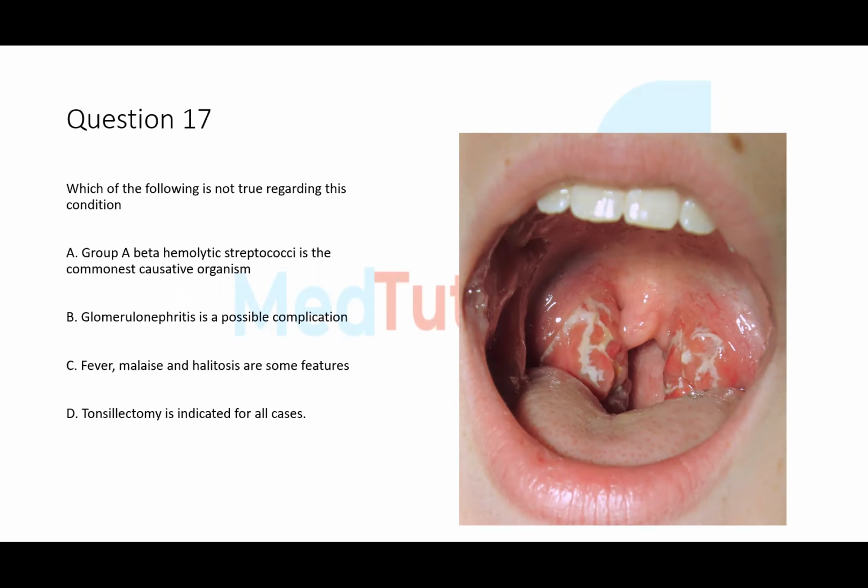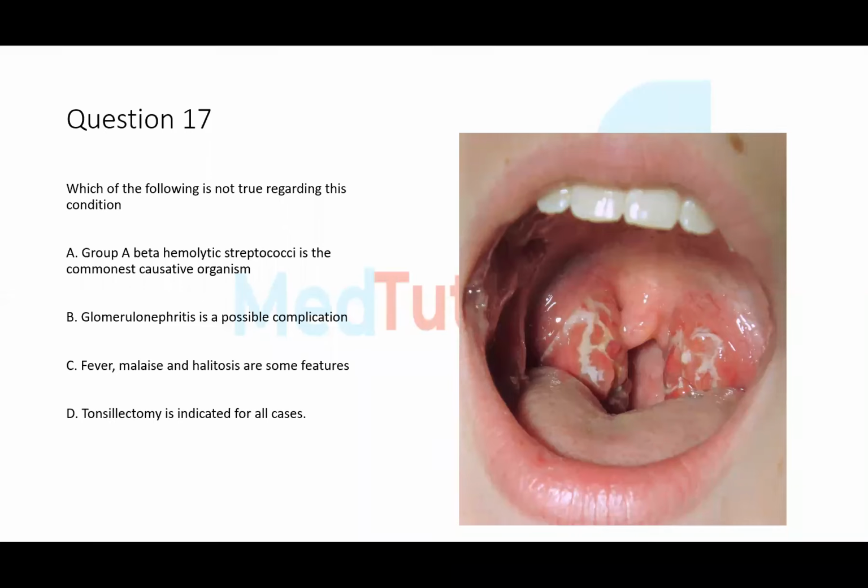So, even though viral causes are the most common cause of acute tonsillopharyngitis, it's written here that group A beta hemolytic streptococcus is the commonest causative organism. Maybe you could say it's the commonest bacteria, but it's definitely a major cause of acute tonsillopharyngitis. Glomerulonephritis is a possible complication. Yes, they could have glomerulonephritis. Apart from glomerulonephritis, another thing that could occur is acute rheumatic fever as a complication of post-group A beta hemolytic streptococcus infection.